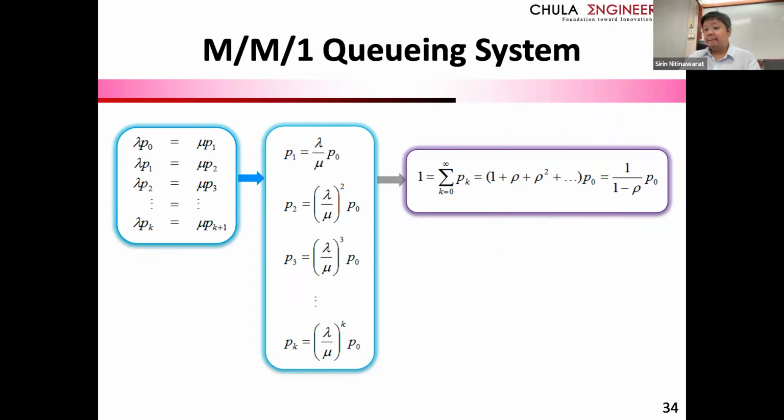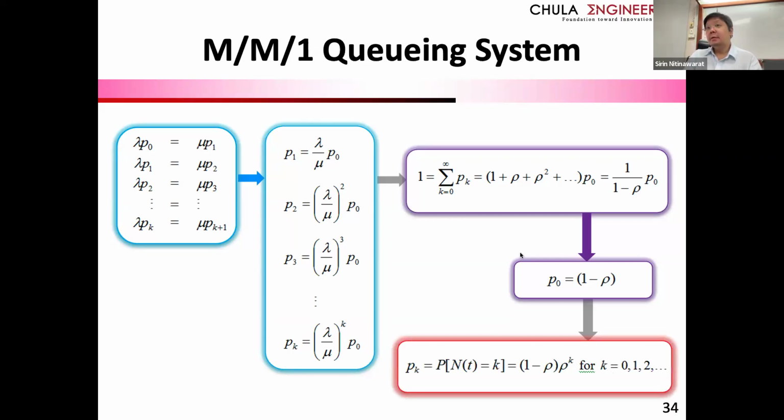Okay, now that I derive P0 to be 1 minus rho, then I know all the Pk's, right? Because the Pk's are just rho to the k times P0, right? Now that I know that P0 is 1 minus rho, I know all the Pk's, right? Clear?